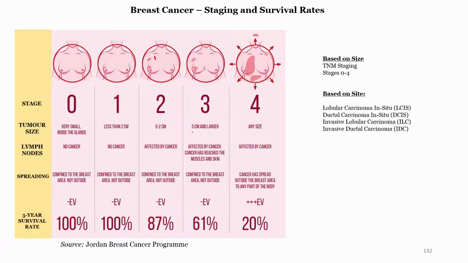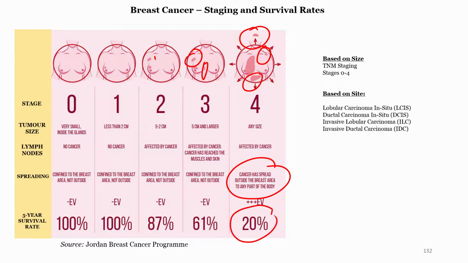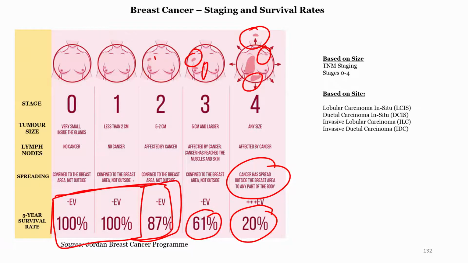Stage 3 is 5 centimeter and larger, stage 4 any size, stage 3 affected by cancer. Cancer has reached the muscles and skin, and you can see here the lymph nodes, right, while in stage 4 it can be anywhere, including a tumor in the brain, not confined to the breast area, it can be in any part of the body, and the survival rate is about 20% only, this is also 61% only. What I prefer is, how about we try to make a system that can have these things, at least we can cover stage 2.